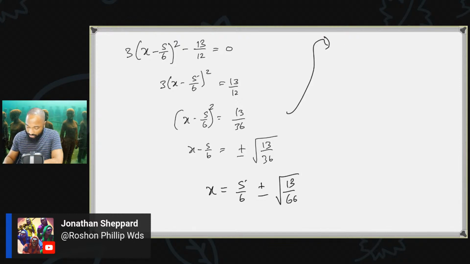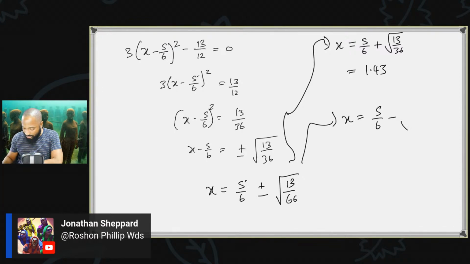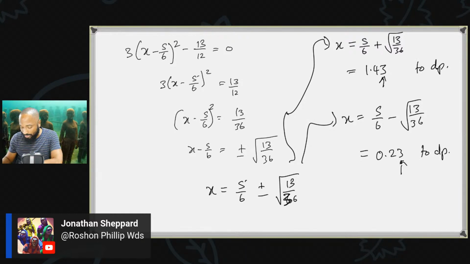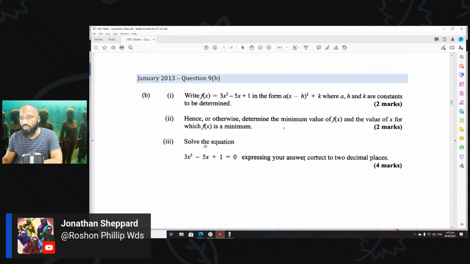This will give two answers, where you have x is equal to 5 and 6 plus the square root of 13 and 36, which is, I don't know what that is. What is that? 1.43 to 2 decimal places. Or x is equal to 5 and 6 minus the square root of 13 and 36. And this is going to be 0.23 to 2 decimal places. I just took what these people put in the chat earlier so I could verify if they round off properly. All right, and you get 4 marks for that.